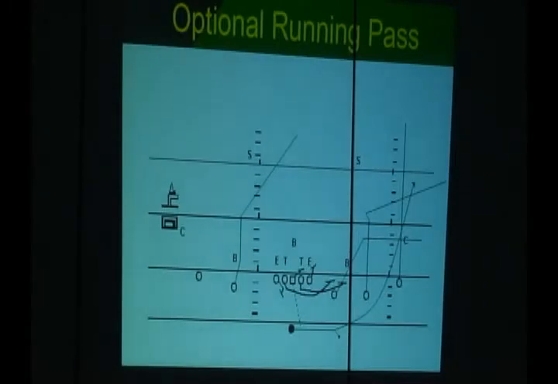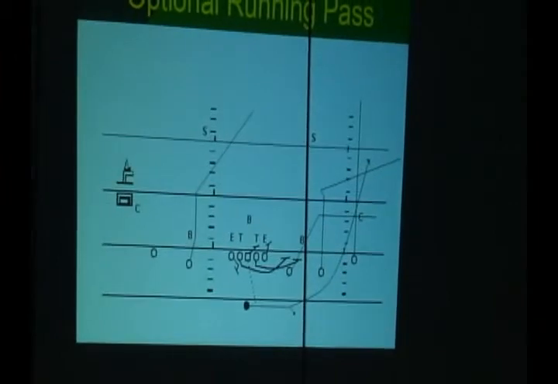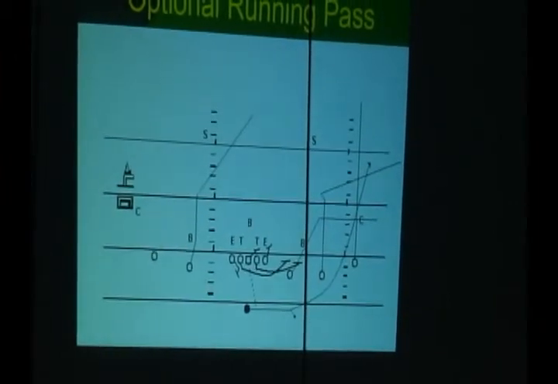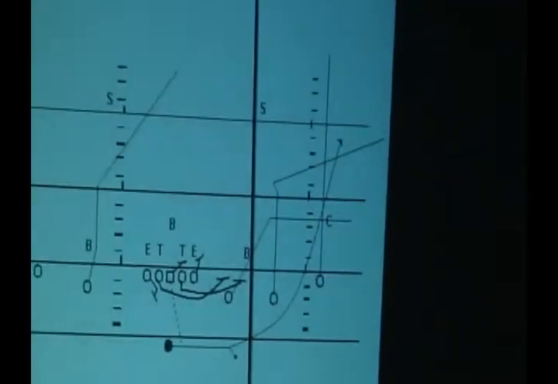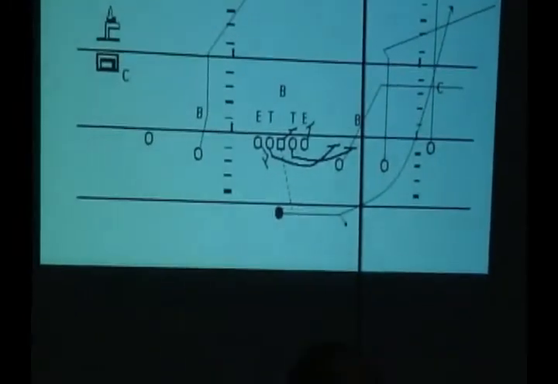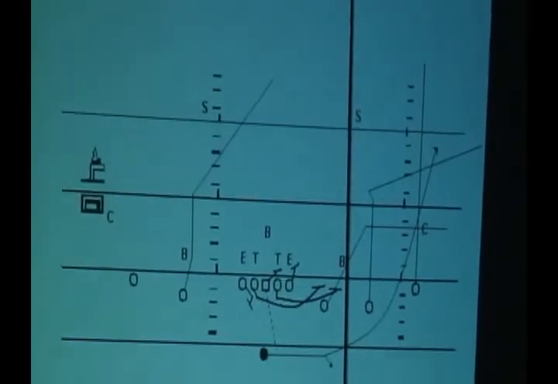One of my favorite plays in all of football, in whatever form, whether you're running direct snap or whether you've got a quarterback under center, is the optional running pass. And it is a great play from the TCU spread. I didn't even draw a pattern for the backside end. You could do anything you want to with him.